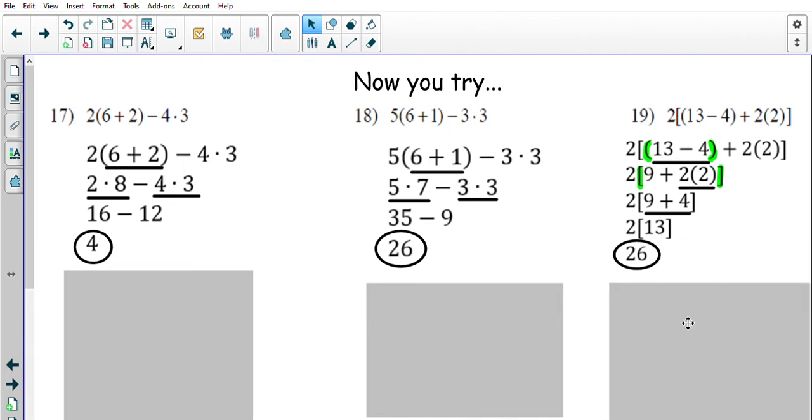So be careful with this one. A lot of times students want to drop off the brackets way too early. You can't drop them off until the only thing that's left inside is a number. Like in this step here, you could drop those off and write it as 2 times 13. All right, let's move ahead.